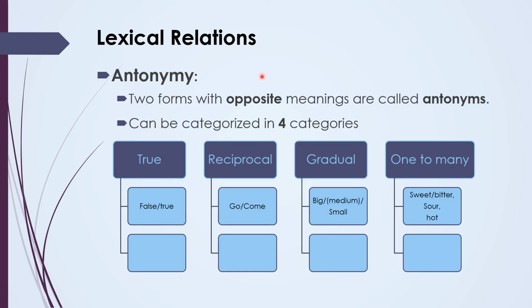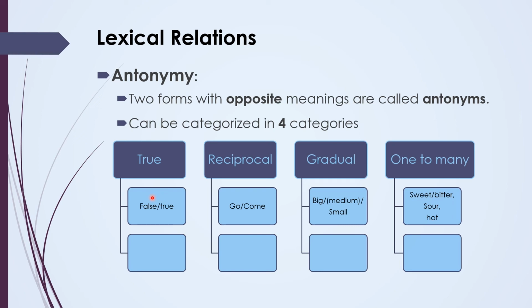So then we have antonyms. We know that antonyms means two forms with opposite meanings. So whenever we have exactly opposite meaning, we refer to it as antonym. We have four categories: true antonym, reciprocal antonym, gradual antonym, and one-to-many antonym. True antonym means whenever the words are exactly opposite.